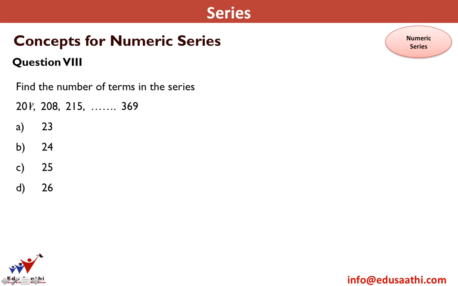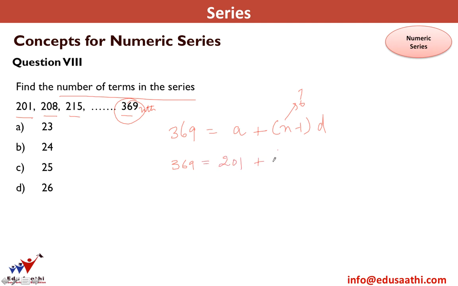Let's try another question. I have 201, 208, 215 and 369. We have to find out the number of terms in the series. So I know this is the last term. So let's say this is the nth term. So 369 is equal to A plus (n minus 1) into D. I have to find out this n. What is A here? 201. So I have 369 is equal to 201 plus (n minus 1) multiplied by D.